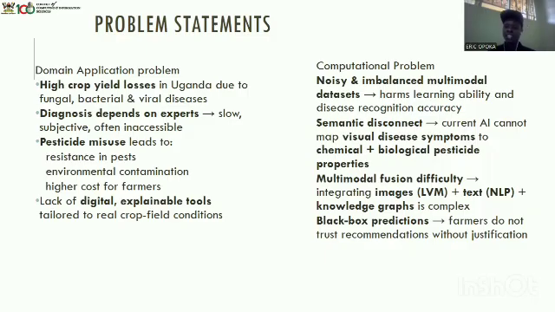So in this case, our system uses knowledge-based reasoning plus the vision transformer to come up with something better. You know what I'm saying? So next we have the diagnosis. Diagnosis depends on experts, so in this case, it's low and subjective. It's inaccessible, like I've said.